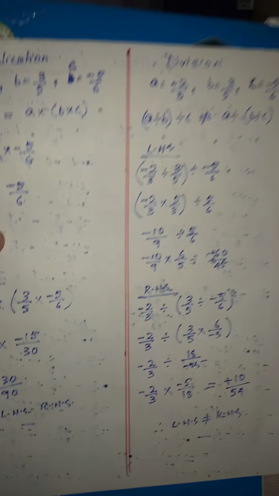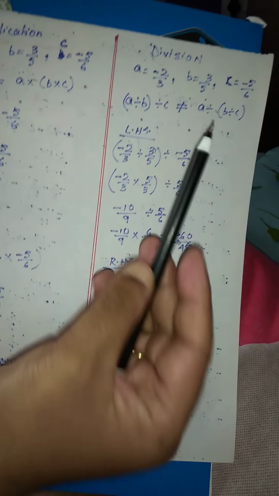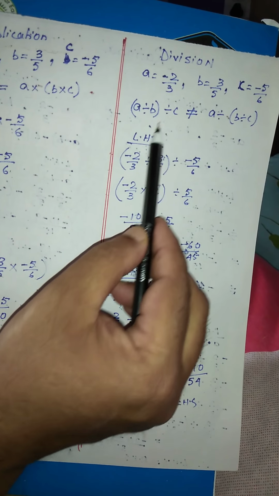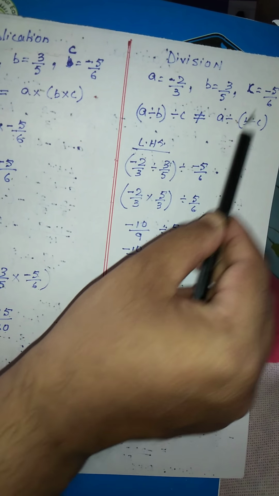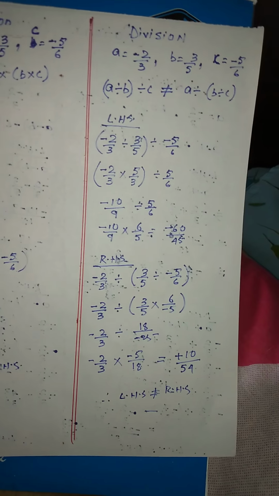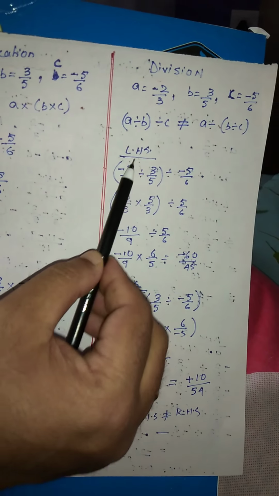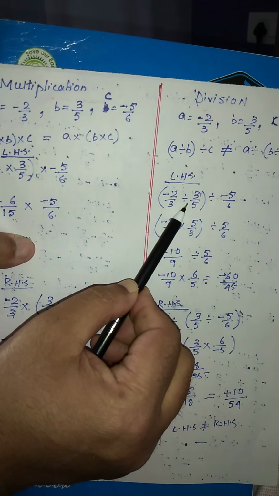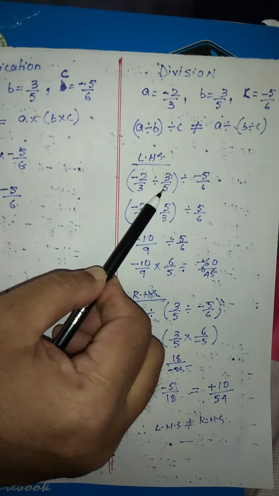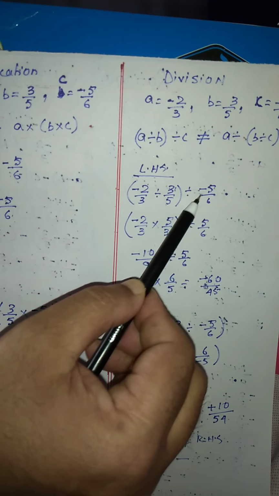Now let's see the final operation. That is division. So division is what we have to prove, students. A divided by B inside the bracket divided by C is not equal to A divided by, inside the bracket, B divided by C. Now let's prove the left hand side. In place of A, I've written minus 2 by 3, divide sign. In place of B, I've written 3 by 5, divide sign. In place of C, I've written minus 5 by 6.